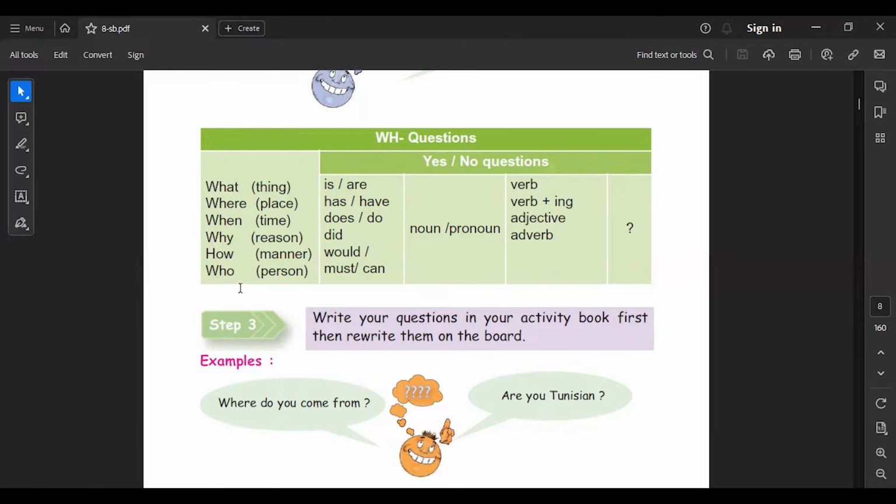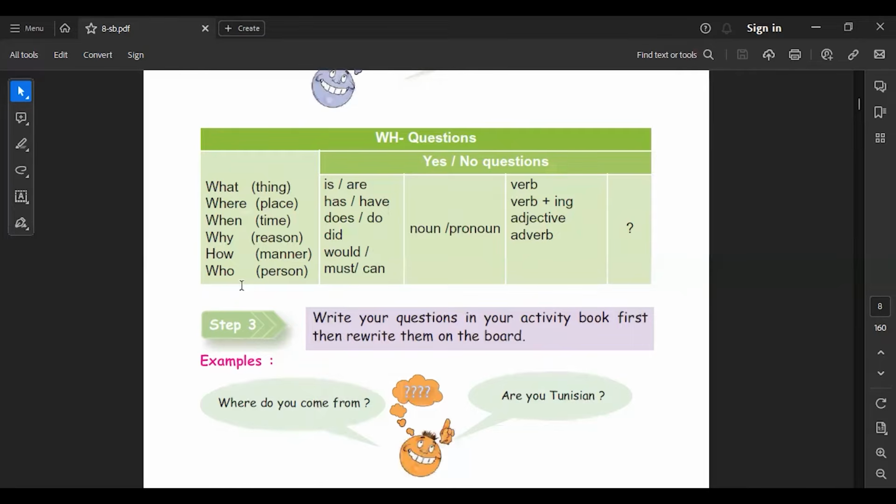Now, for example, we use what to ask about a thing, where to ask about a place, when to ask about time, why to ask about a reason, how to ask about manner, and of course who to ask about a person. So if we see one of these WH question words at the beginning of the question, automatically this is a WH question.